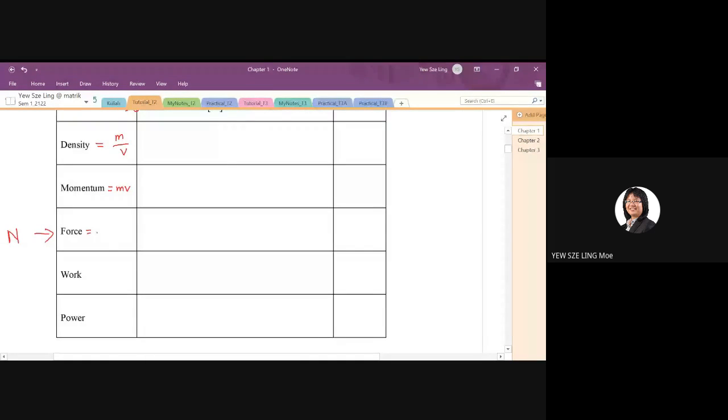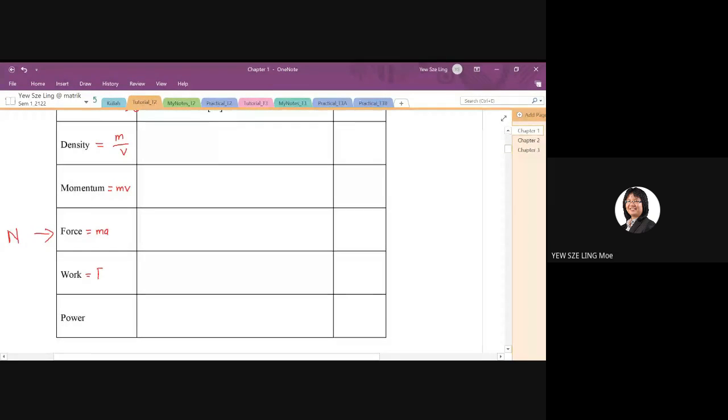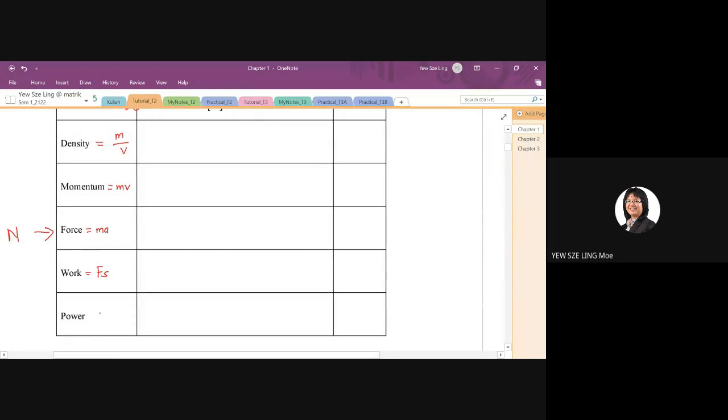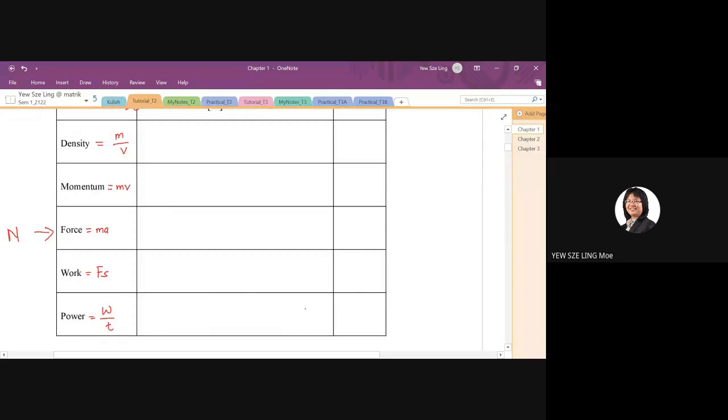Force, the formula is ma. And then work, in this case, we are going to use Fs. All right, and then for power, there are a few equations, but here let's try W over t. Okay, let's continue from a previous one. So now I give you these 5 equations already.